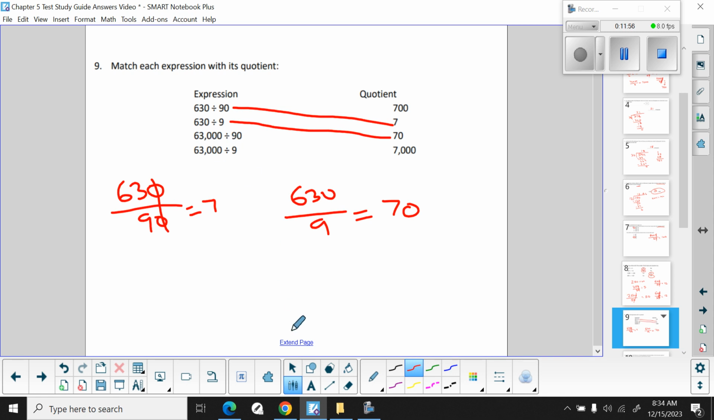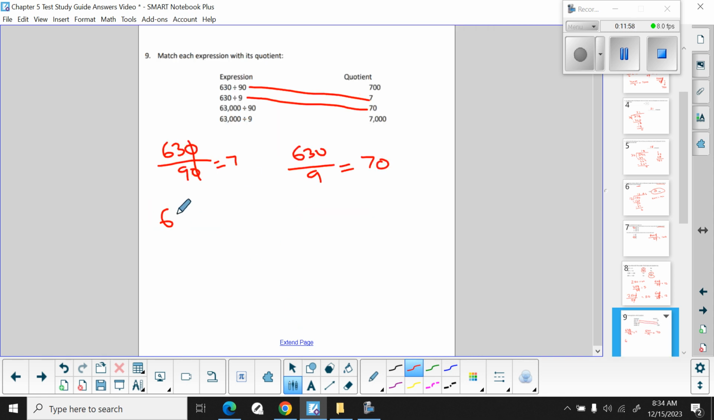63,000 divided by 90 is the same as 6,300 divided by 9. So 9 goes into 63 7 times with 2 zeros remaining. So 700. And if we did it right, the last one should match.